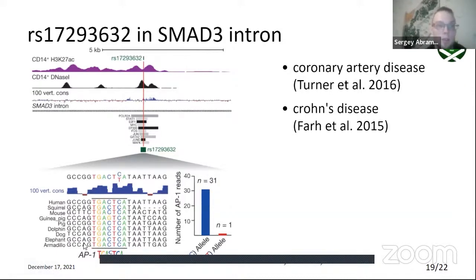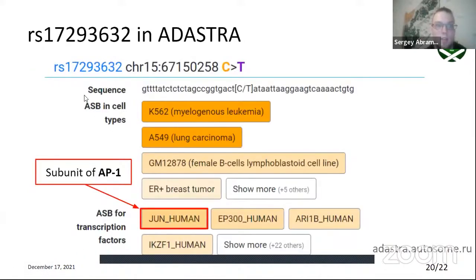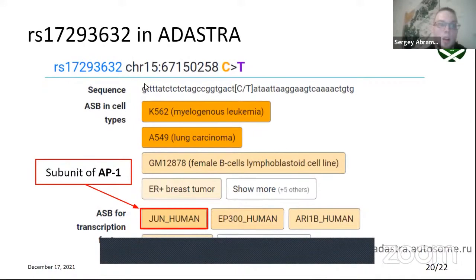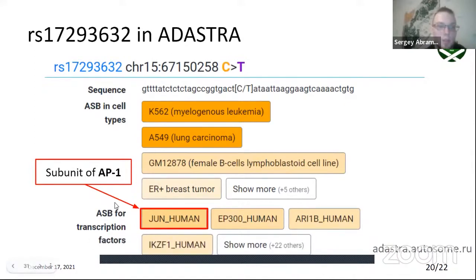If you look at the same variant in ADASTra, on the variant report page from the ADASTra database, we can see that JUN human is among the transcription factors whose binding is affected by this variant. And JUN is known to be a subunit of the AP1 transcription factor.